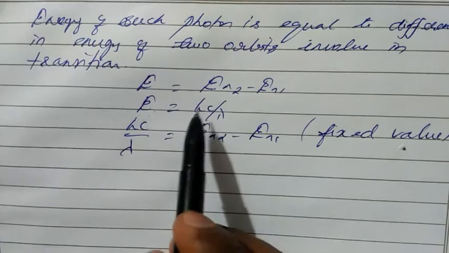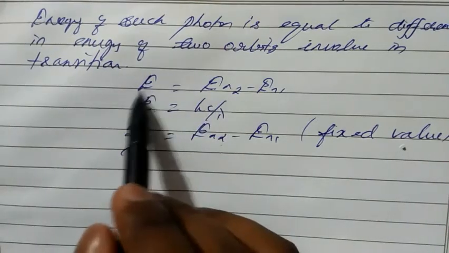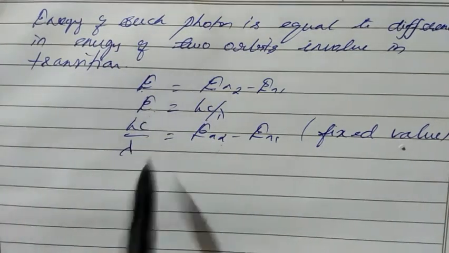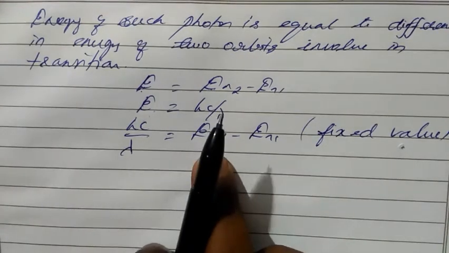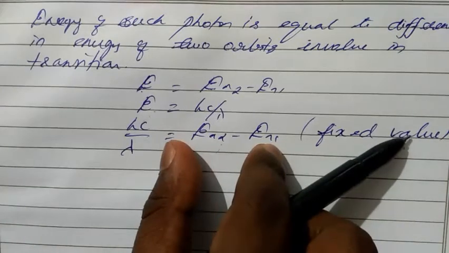Then we know the energy equation E equal to hc by lambda. Substitute the value of hc by lambda in this equation. hc by lambda equal to En2 minus En1. This is a fixed value. Why do I say this is a fixed value? Because we know the energy of all the orbitals, correct? So just now we studied energy of first orbital 13.6, second orbital 3.4, then 1.51, then 0.85, like that up to 0. So energy of all the orbitals is fixed. If this value is constant, the difference between these two values is also constant.